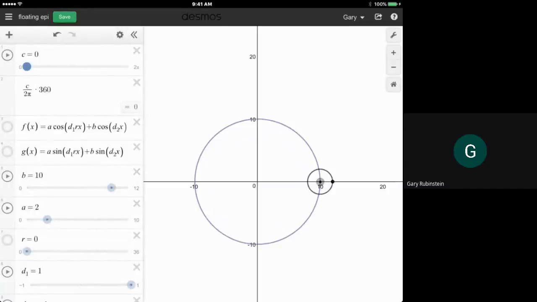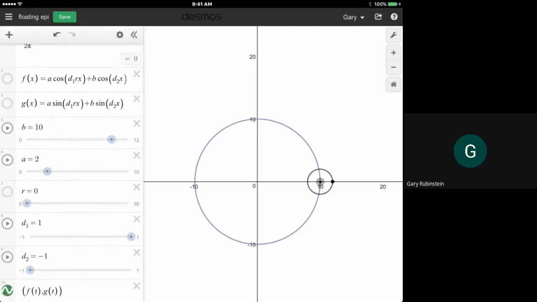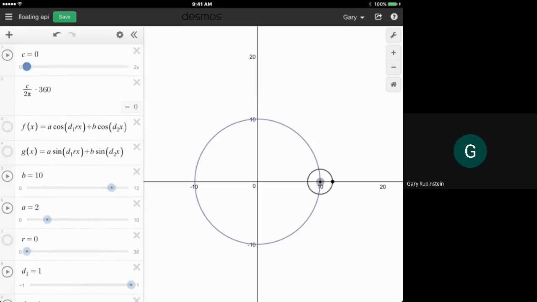If R is 0, oh, let me bring, oops, R is 0, this thing's a little sensitive. I'll make them both go counterclockwise. So when that happens, you can see that it just makes a circle.